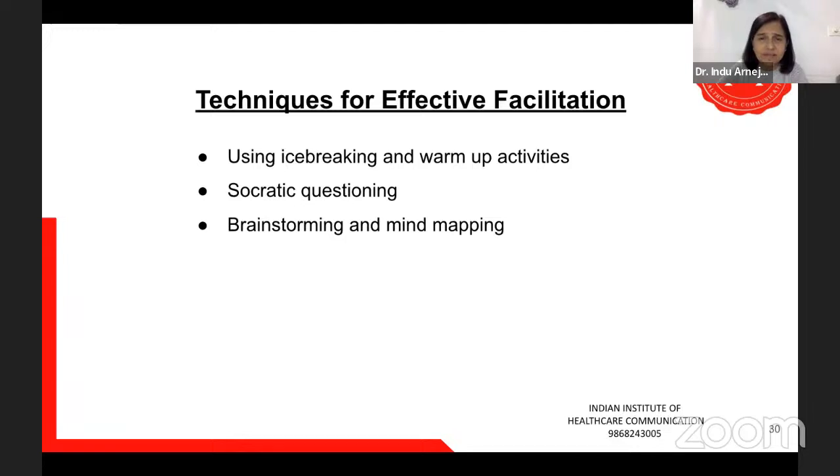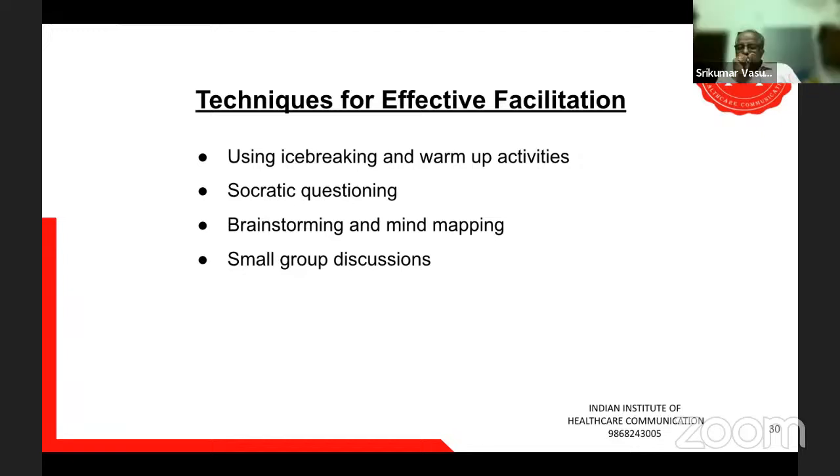So that's another good way of engaging them. Small group discussions, especially when you're doing a physical setup: divide them into smaller groups, give them an activity, let each group do something. So automatically everybody will start participating. For example, for Maulana Azad Medical College, when I do my Calgary Cambridge Guide training with them, I would give them a situation where they have to conduct a patient interview or collect some information.